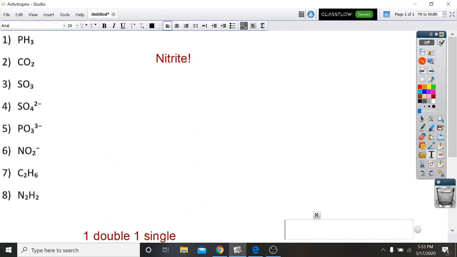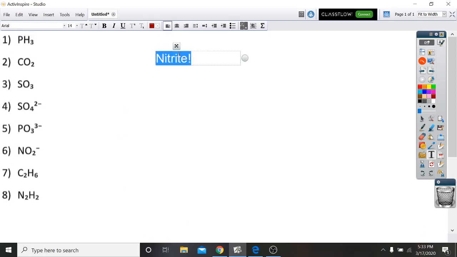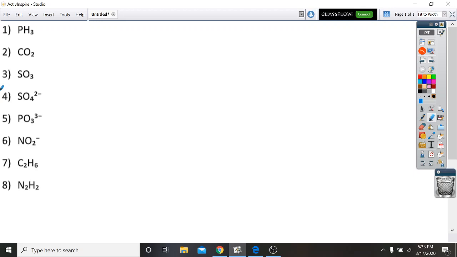Now for the last two, these are kind of new. I didn't expect you to know them right away, so I will not be taking off points for those of you that might have done the last ones incorrectly. In these cases, the reason they're a little confusing and a little different is they contain more than one central atom. So let's look at C2H6.